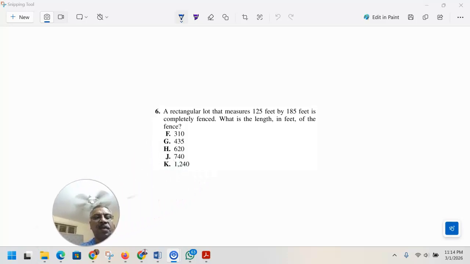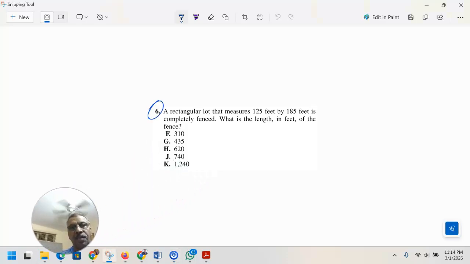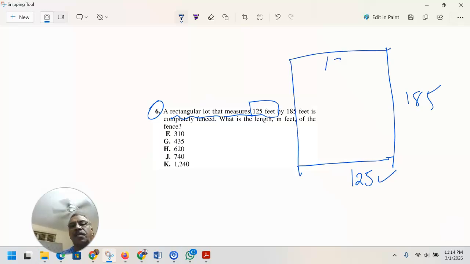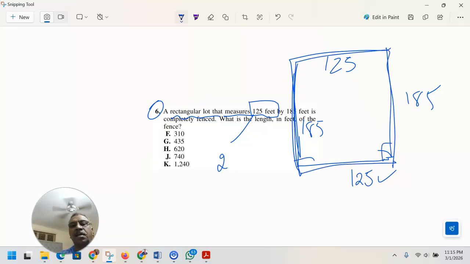So this is the easiest question. Question number 6, a rectangular lot that measures 125 feet. That means this is 125 and the other one is 180. So if this is 125, this also is 125, and all you do is just double this. So it's like the whole perimeter of the rectangle here. So it's like double the 125 plus double the 185 because this and this are the same.